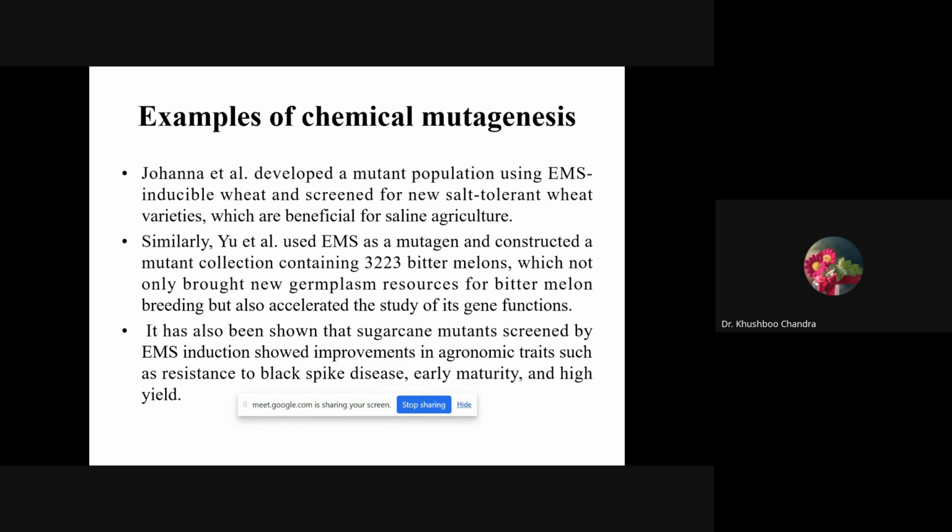Here we also have some examples in different crops, like recent new salt tolerant wheat varieties that we have developed through mutation. And in bitter melon, we have also done some mutant collections. In sugarcane, especially a vegetatively propagated plant, mutation breeding is a kind of boon. We have also improved sugarcane mutant traits like resistance to black spike disease. Early maturity has been gained along with high yield.